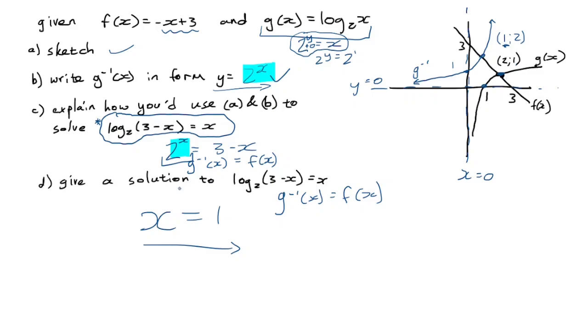And then the last question, give a solution, which typically means solve for x, to the thing I've just worked out here, which was where the inverse graph intercepted the straight line. Then where did it intercept? It was where x is 1. So the answer is just x is 1.